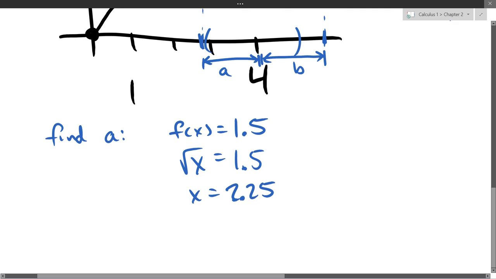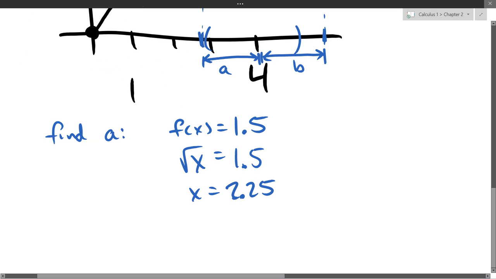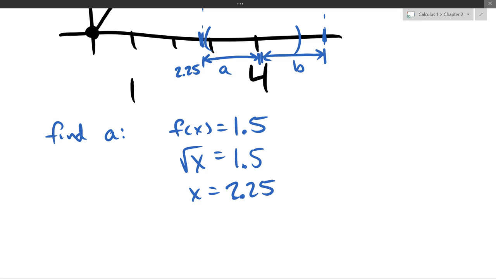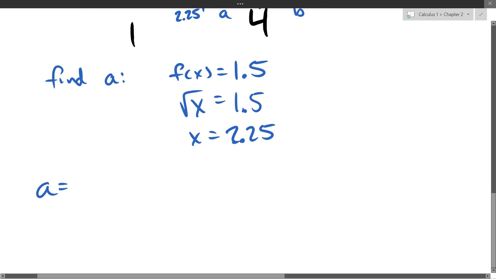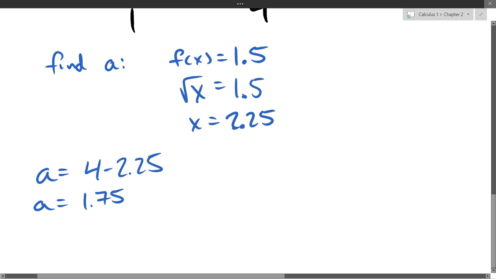All right, that's not A though. How do I find A? Subtract that from 4. So do 4 minus 2.25, and that'll give me A. So I want to know the difference between 4 and 2.25, and that's A. 1.75. All right, questions on that right there?